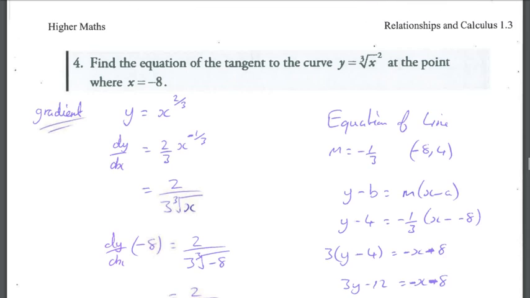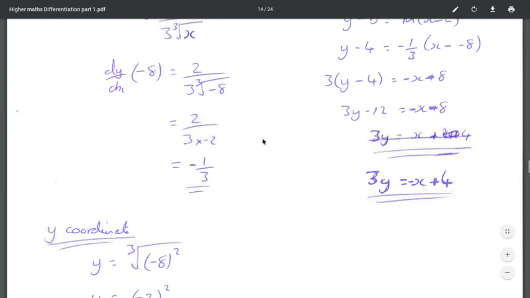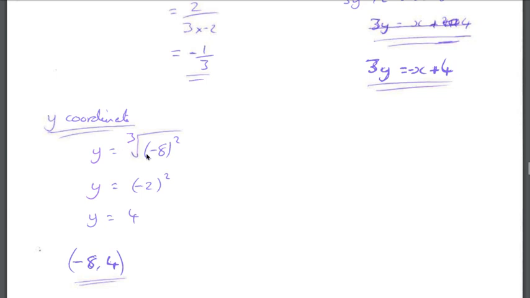The y-coordinate, remember the y-coordinate is always given by y equals, okay? Y is the y-coordinate, dy dx is the gradient. So y equals the cube root of -8 squared. So always do the cube rooting first. So the cube root of -8 is -2, still got a square there, so we get +4. So our point is going to be -8, 4.